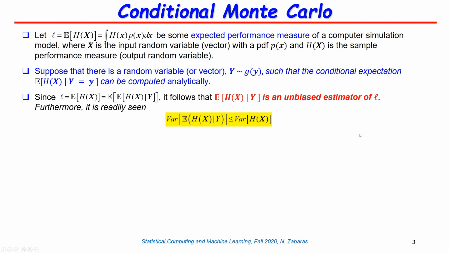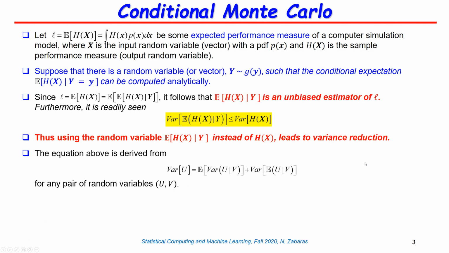Now, where is this equation coming from? I remind you, for general random variables U and V, the variance of U is the expected variance of U given V plus the variance of the expectation of U given V. So if you use U to be, in this case, h of x, and V to be y, then you can see that the variance of h of x is greater than or equal to the variance of the expectation of h of x given y, because this variance is positive, so this whole first term is positive. So this is how we get this inequality.